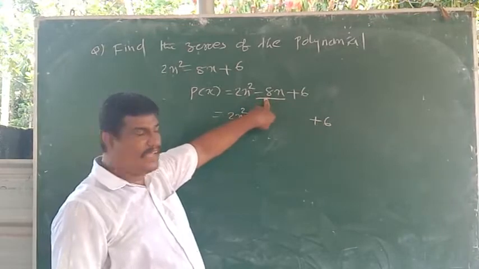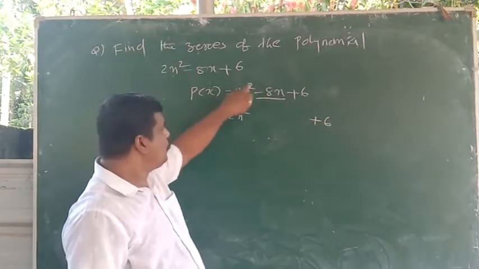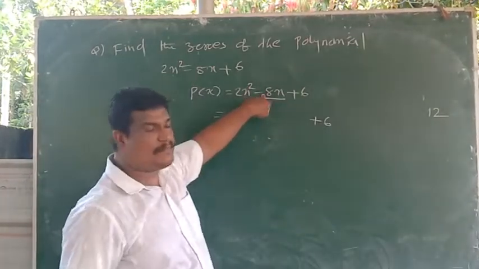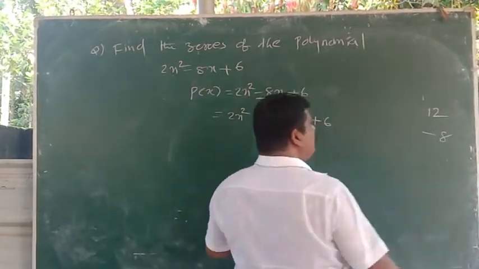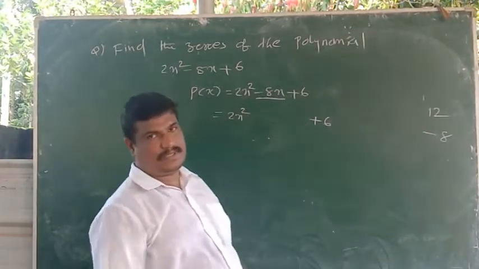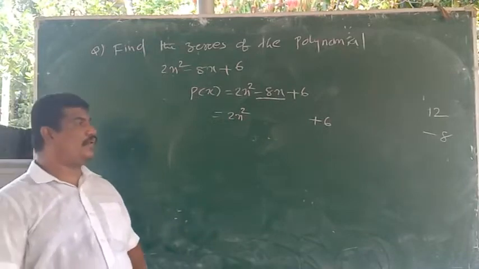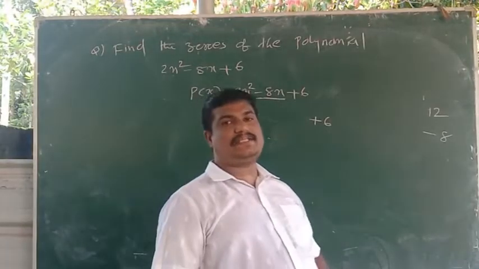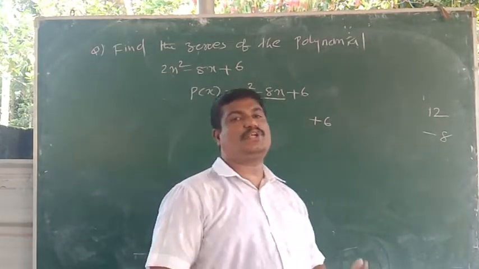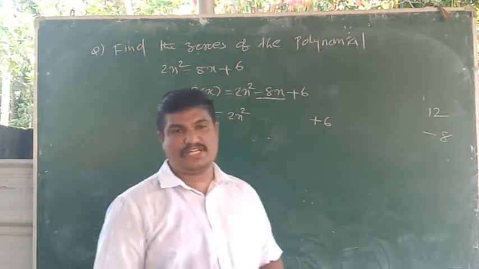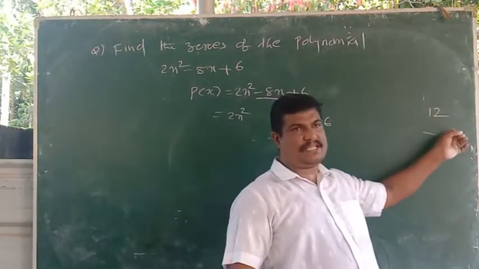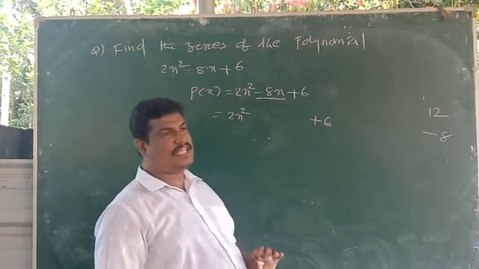What are the conditions? First you multiply these two: 2 into 6, 12. And the middle term is minus 8. So the sum of two numbers is minus 8 and the product is 12. What are the numbers? All of you check. Both the conditions must be satisfied: sum minus 8, product 12.